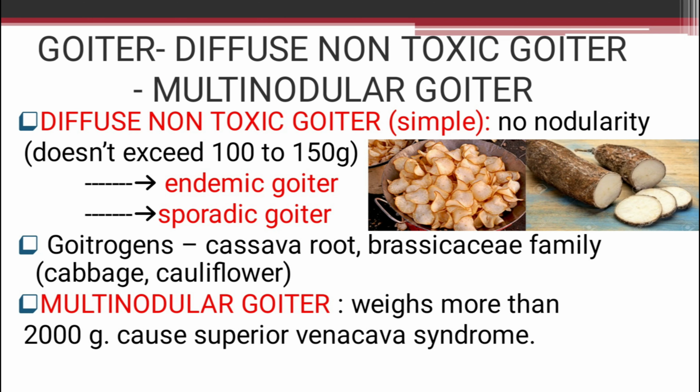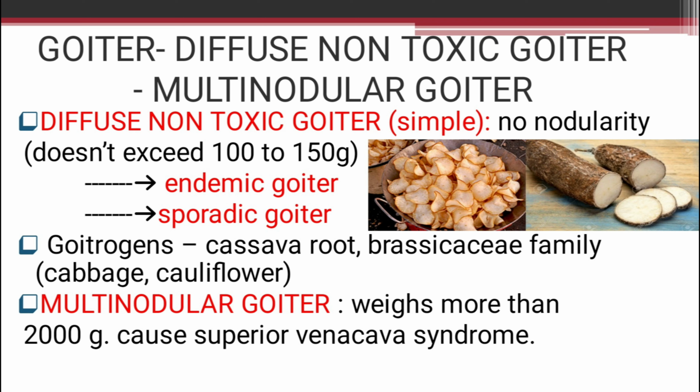Goiter can be broadly classified as diffuse non-toxic goiter and multinodular goiter. First, let's see about diffuse non-toxic goiter, which is also known as simple goiter. Here, the gland is enlarged with no nodularity, and the gland weight does not exceed 100 grams. It occurs both in endemic and sporadic distribution. Therefore, the subtypes are endemic goiter and sporadic goiter.